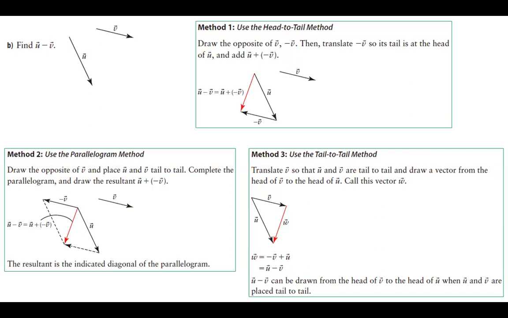Okay, there is another method, which is a tail-to-tail method. You can translate vector v so that u and v are tail to tail, and draw a vector from the head of vector v to the head of vector u. Call this vector w. Then vector w is your target vector, which is u minus v. You understand? You can choose any method you like to find u minus v. Okay, any questions?